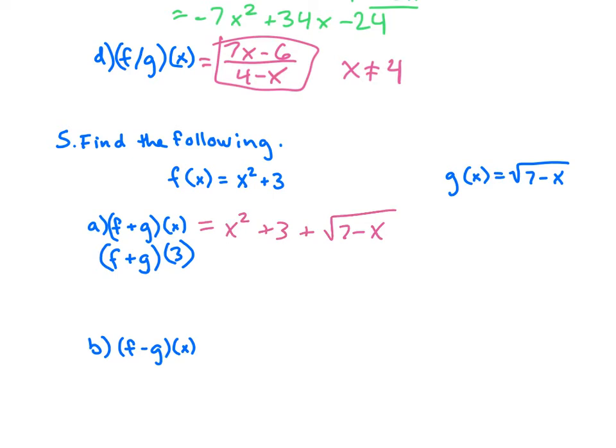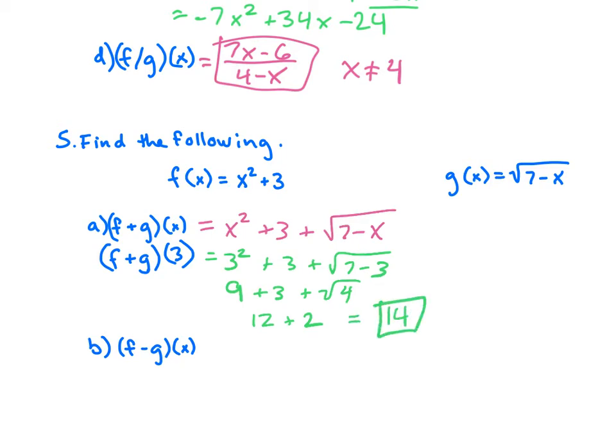For f plus g of 3, we just plug in 3 into this. We have 3 squared plus 3 plus the square root of 7 minus 3. 3 squared would be 9 plus 3 plus the square root of 4. 9 plus 3 is 12. The square root of 4 is 2. So our answer here would be 14. So all we did was plug in 3 for x and solve.